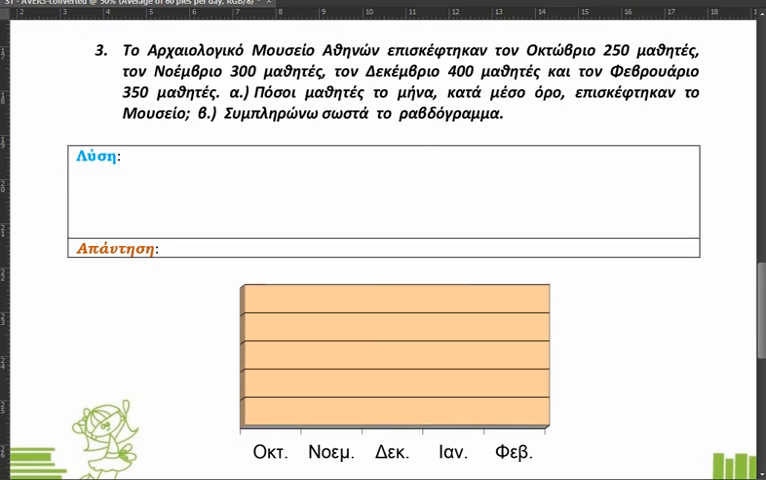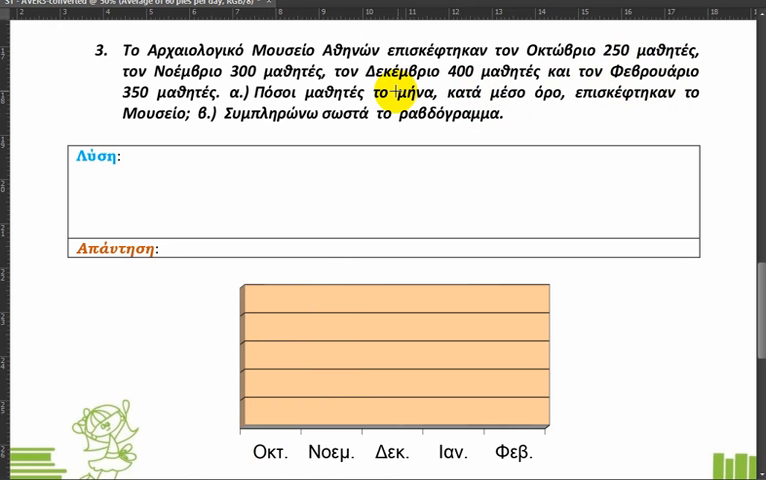Okay, so next. We have this museum, and in October it was visited by 250 students. In November it was 300 students. In December 400. February it was 350. How many students on average per month? And then also do the chart. Let's do the chart first.